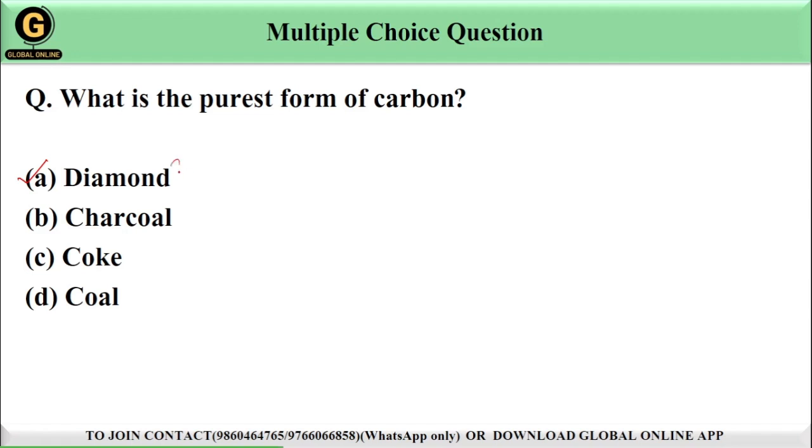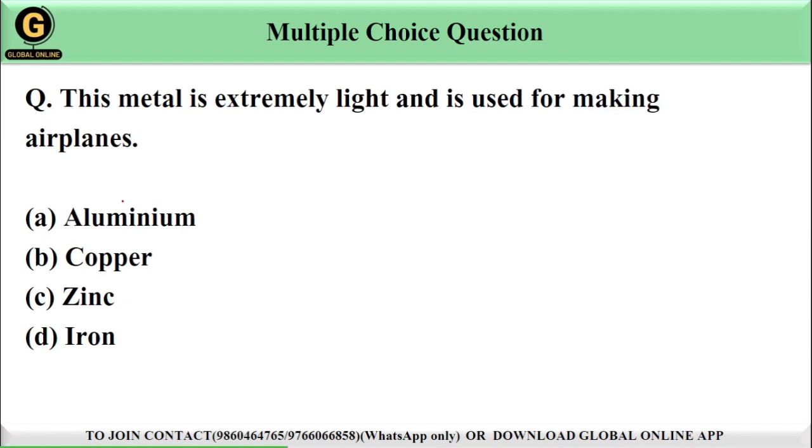Let's move to the next question. This metal is extremely light and is used for making airplanes. Options are aluminium, copper, zinc and iron. The correct answer among these options will be option A, aluminium, because aluminium is a lightweight metal with excellent strength and corrosion resistance, making it ideal for construction of airplanes. Its low density reduces the overall weight of the aircraft, enhancing the efficiency of that aircraft. So the correct answer will be option A, aluminium.